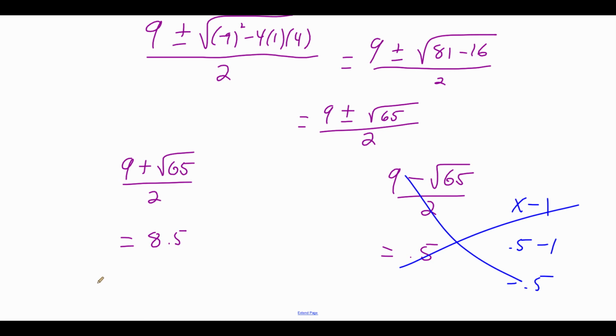So one of our workers had a rate of just x, so his time is going to be 8.5 hours by himself. But the other worker was x minus 1, so if I take 8.5 and subtract 1, then the other worker could get this job done in 7.5 hours.